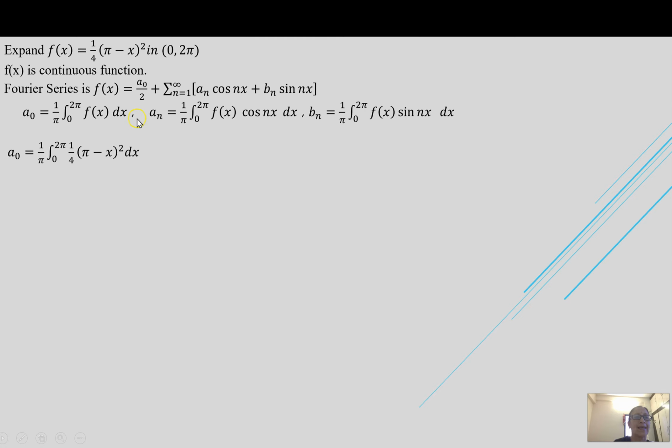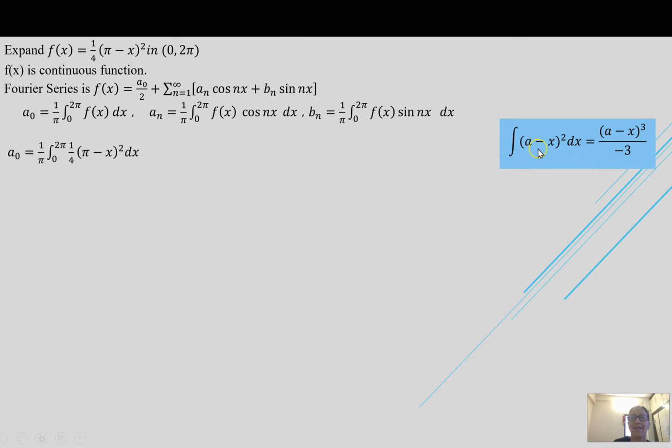So here to evaluate a_0, in this general formula you should replace f(x) by the given function. Here the given function is 1 by 4 into (π minus x) whole square. So you have to write 1 by 4 into (π minus x) whole square in the place of f(x) in this general formula. Then we get 1 by π integral 0 to 2π 1 by 4 into (π minus x) whole square dx. Now to integrate this function, we use this general formula: integration of (a minus x) whole square dx equal to (a minus x) whole cube by minus 3.